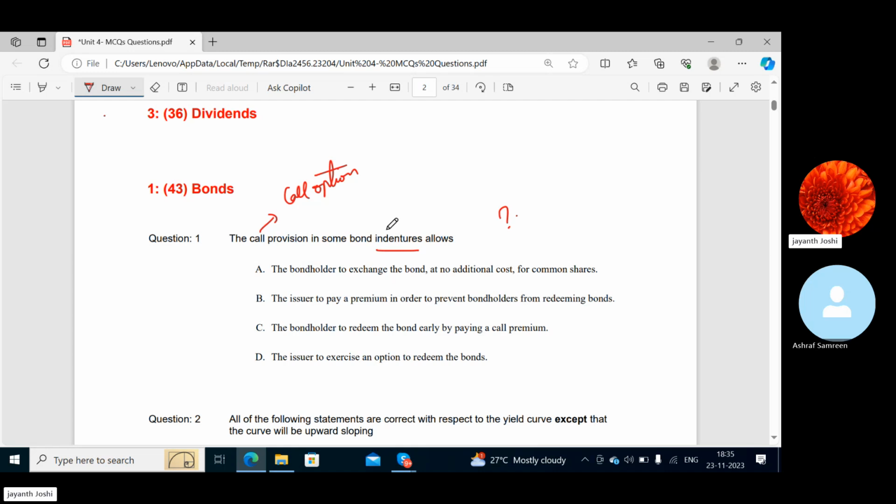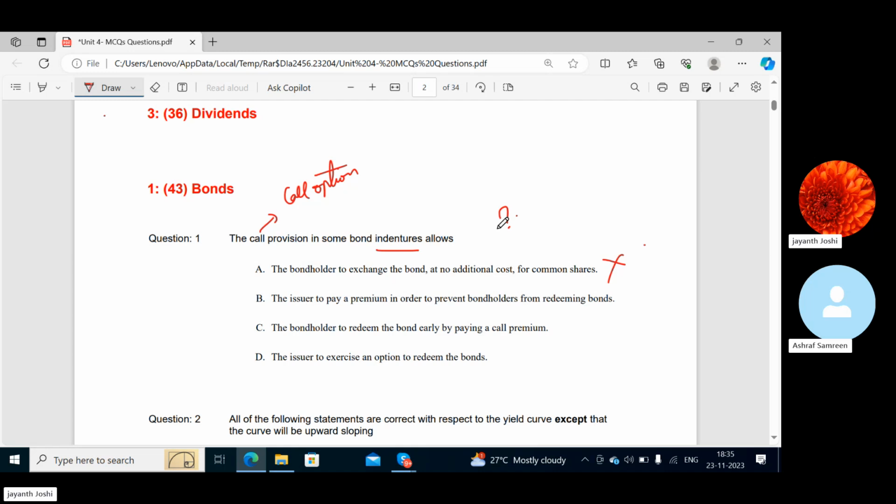So the first question is, the call provision in some bond indenture allows. If you are taking a bond and it has a call provision embedded with it, what does it allow? The bondholder to exchange the bond at no additional cost for some common shares. I don't think this is one of the options because they did not say it's a convertible bond, so it won't go, right? Yes, yes.